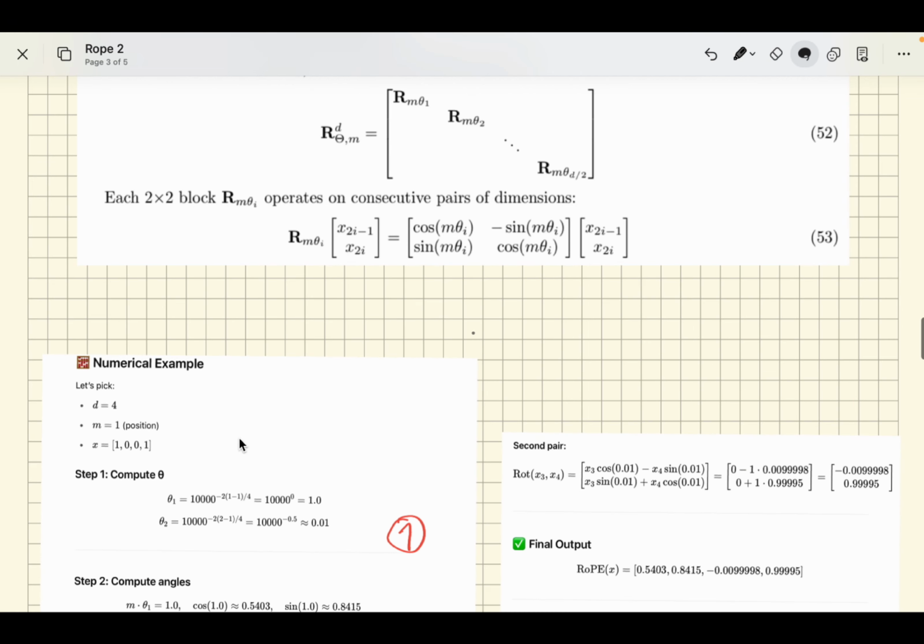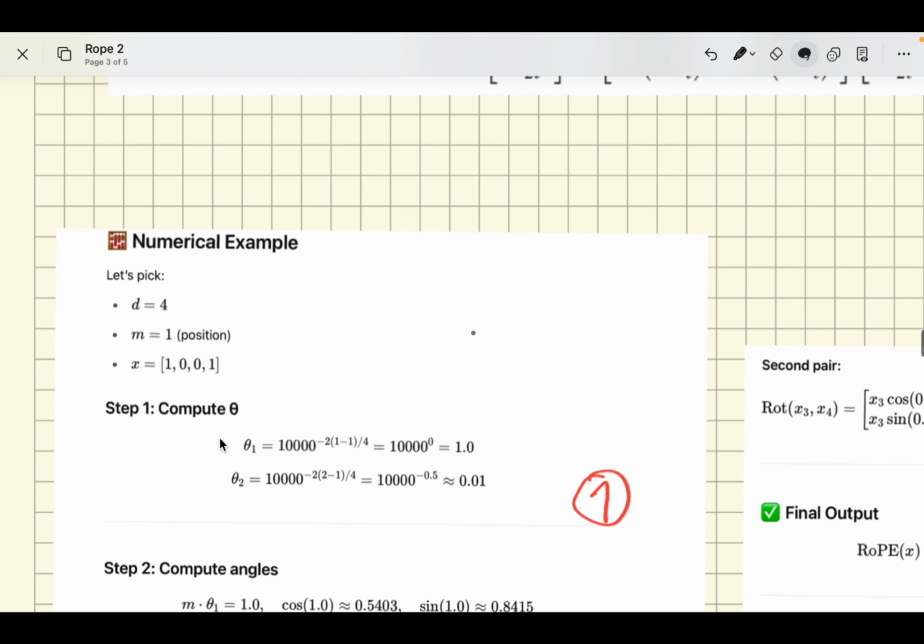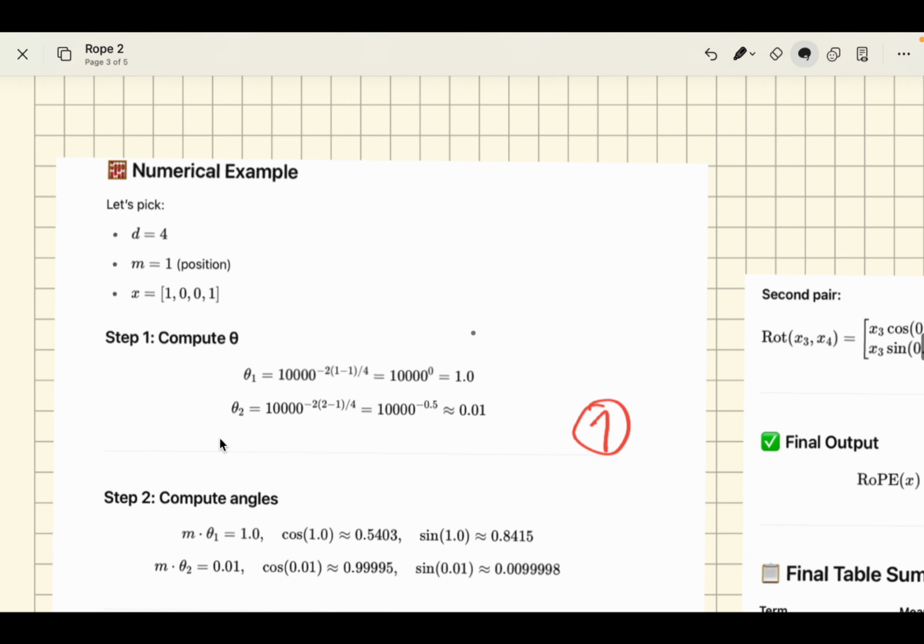An example for that would be, just imagine that we pick d equal to 4 and position m equal to 1. Because d equals 4, the embedding dimension would be 4, so x would be, let's say, something simple like 1, 0, 0, 1.